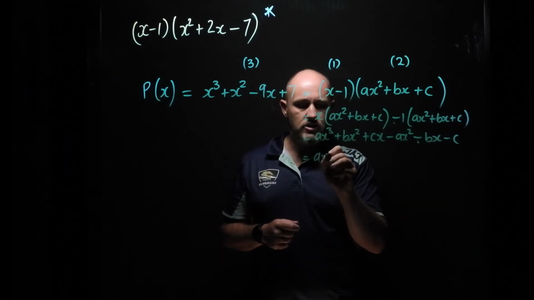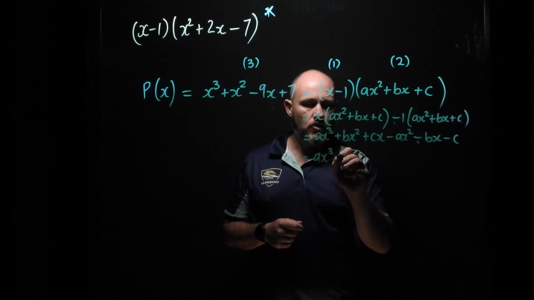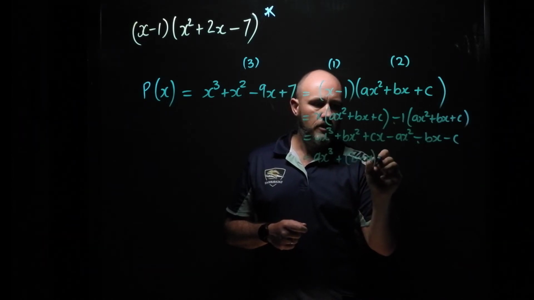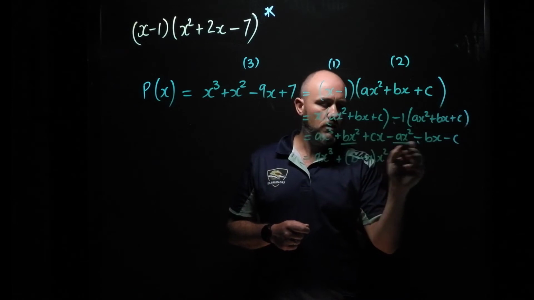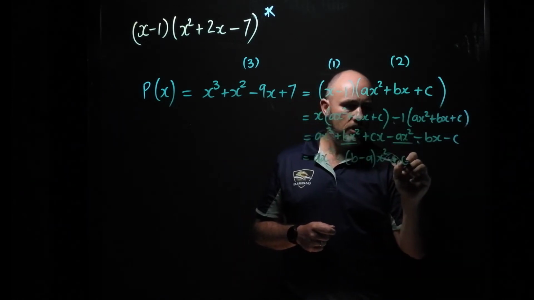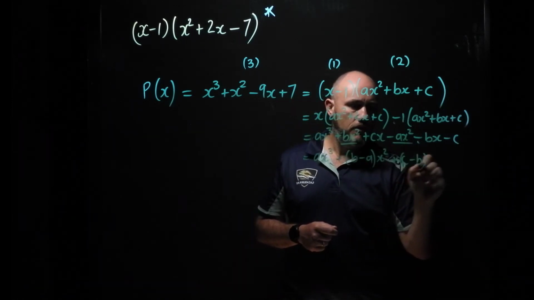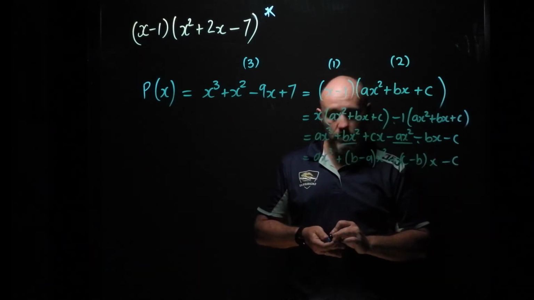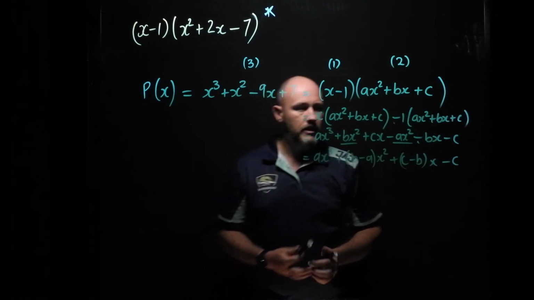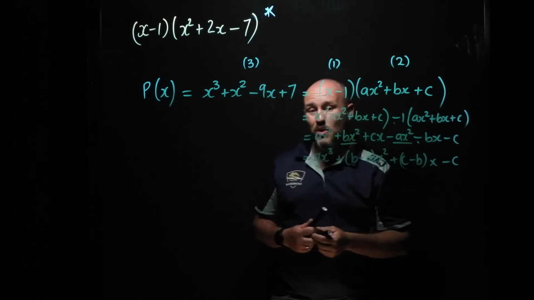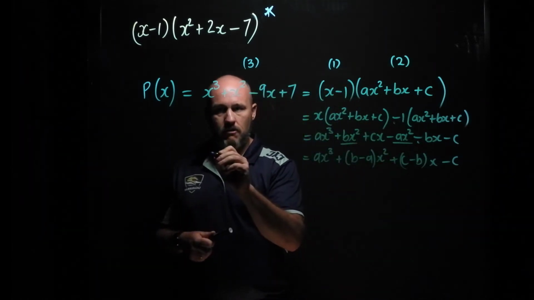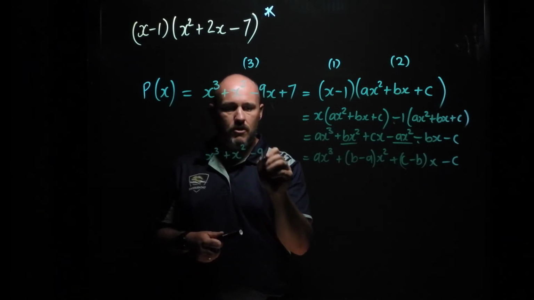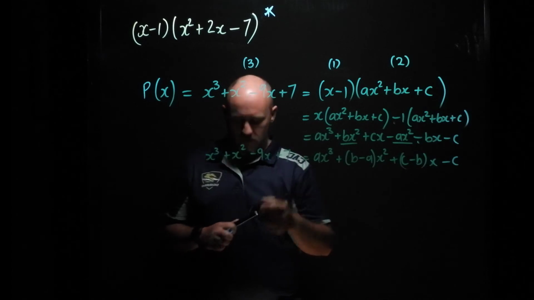So I've got an ax cubed, and then I've got (a plus b minus a) x squared, that's this one and this one. Then I've got (a plus c minus b) x, and I've got a minus c. Now what we're going to do, with a little pink pen here, is what is called equating coefficients. So over here I'm going to just put it down: x cubed plus x squared minus 9x plus 7.